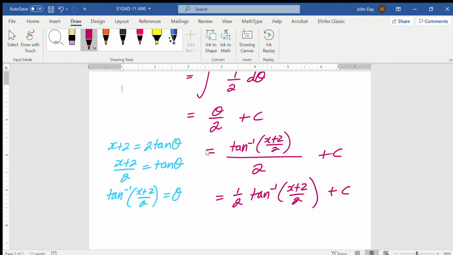Now, this integration could have been done just using your normal knowledge of inverse tan and using the formula sheet to see what happens when you have the right setup for inverse tan. But I followed what the question asked. It did want us to use that substitution.